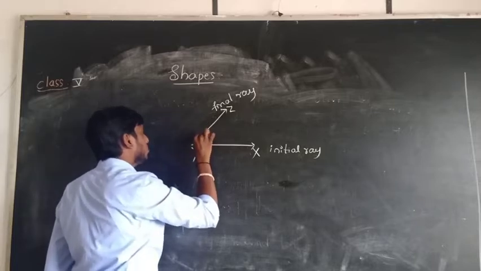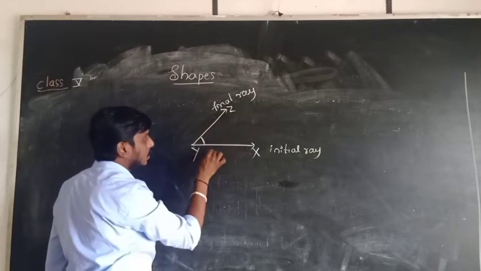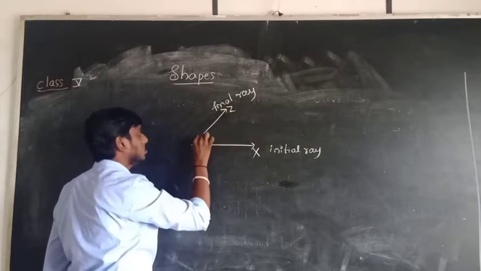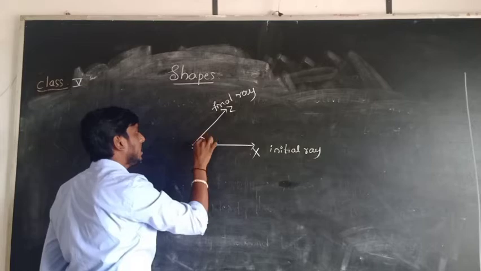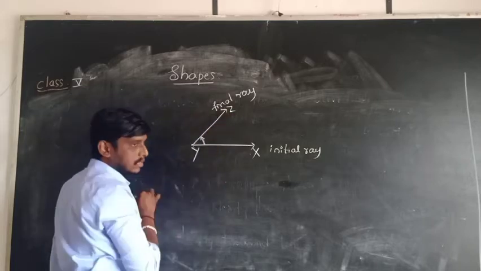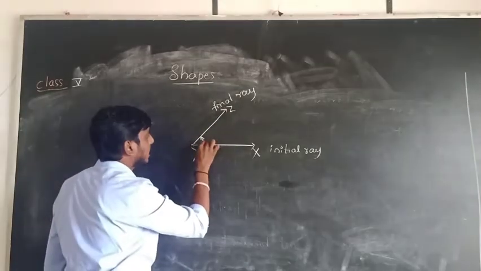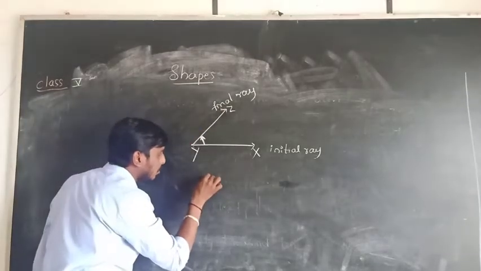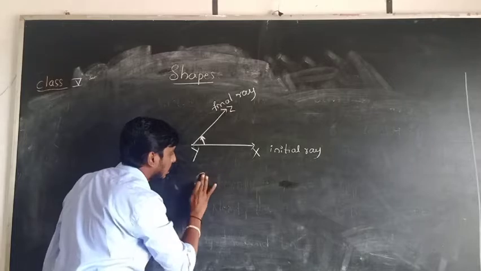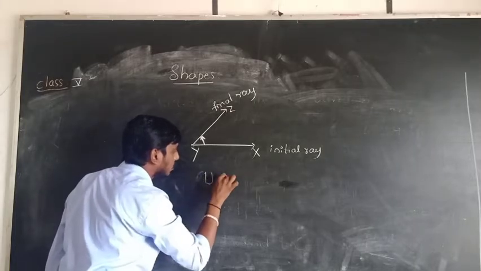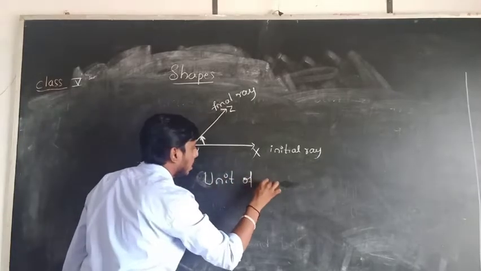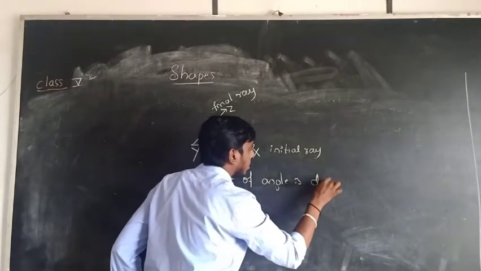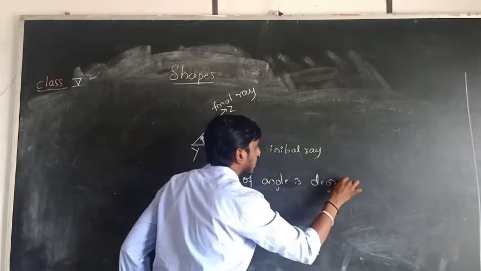So here the angle moves. So what do you mean by angle? The distance moves from the initial ray to the final ray is called an angle. The SI unit of angle is degree. Unit of angle is degree.